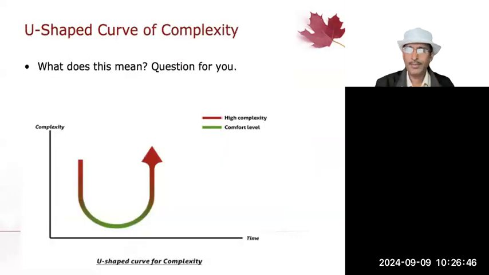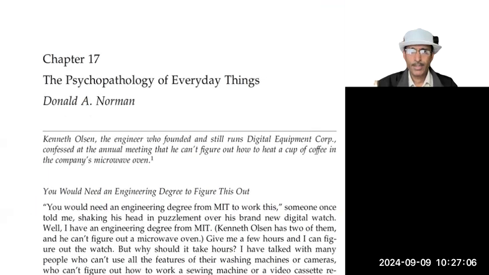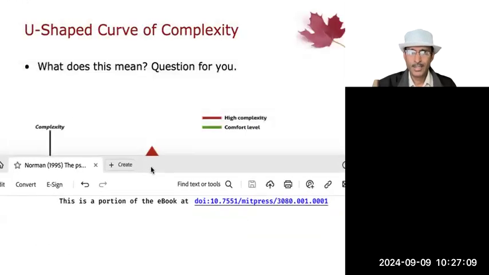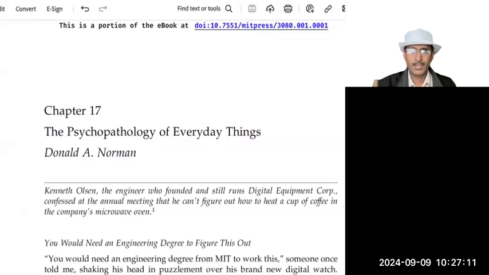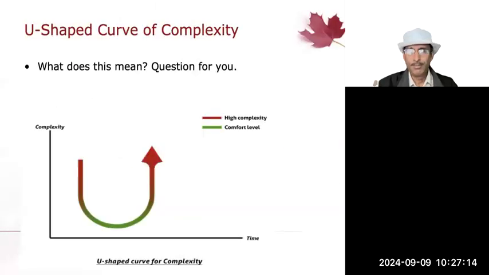And here, U-shaped curve of complexity. So this picture was not exactly in Norman's chapter. I have this chapter here, I don't know how to bring it here. So in this chapter, he talks about this U-shaped curve of complexity. So my question in the classroom is this: what does this mean? Question for you, you have to discuss this.